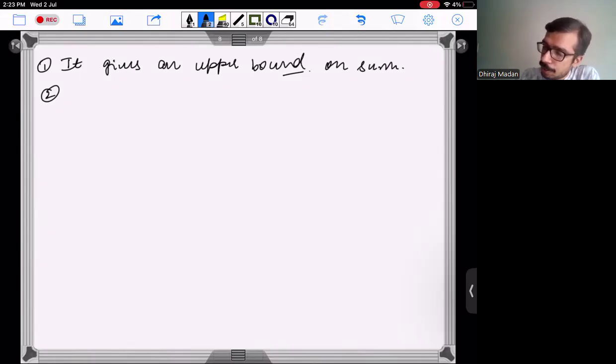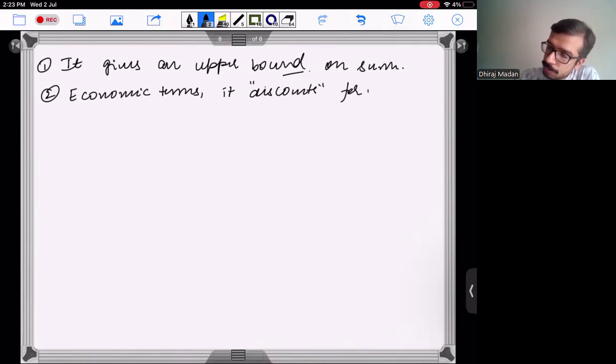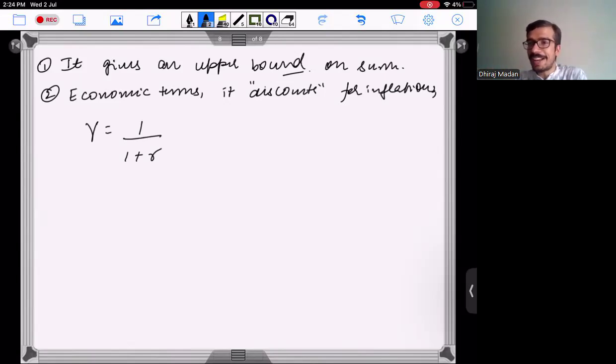So in economic terms, it discounts for inflation. More specifically, if the interest rate is R, for example, then the actual value of a dollar, or let's say a 100 rupee note, will go down by a factor of 1 over 1 plus R. So gamma, you can consider it like 1 over 1 plus R. This R is not reward, this R is the interest rate.